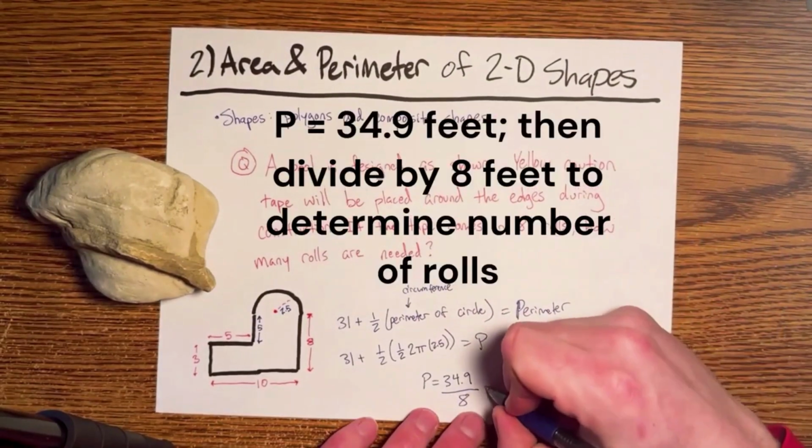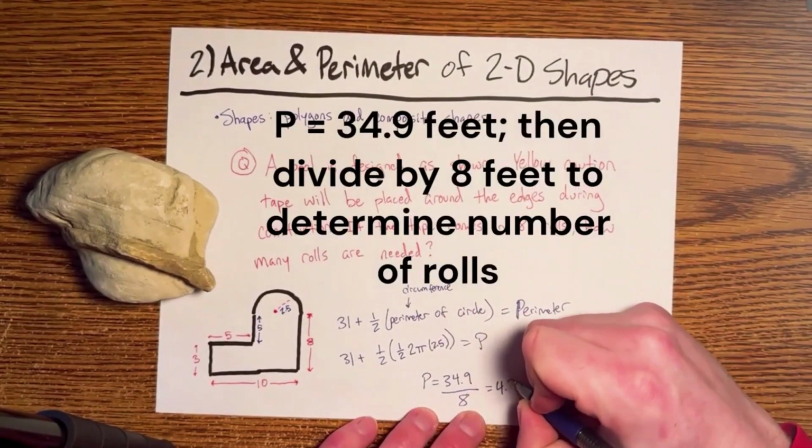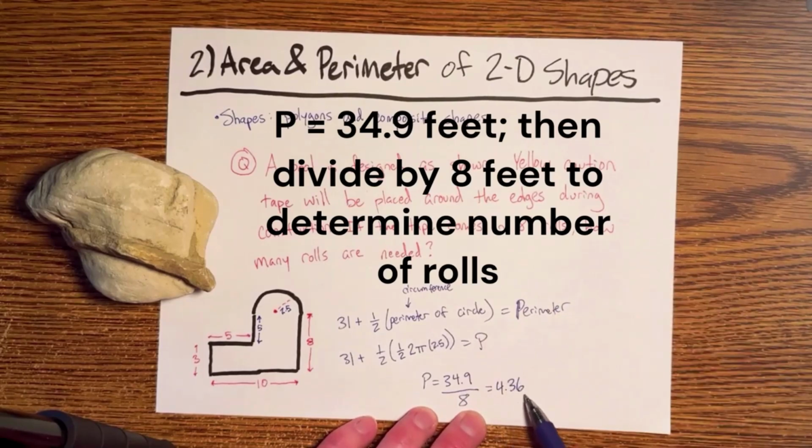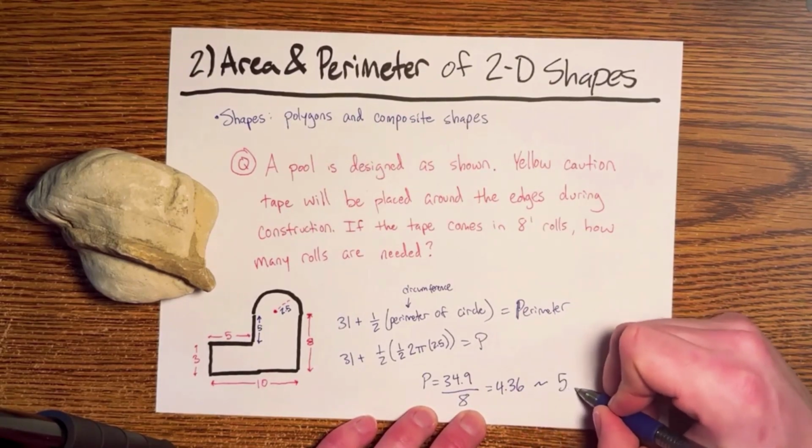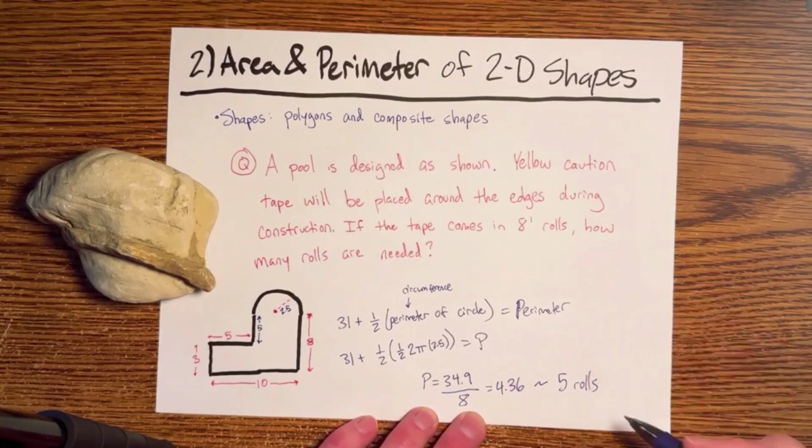We end up with 4.36, and since we can't just purchase a third of a roll, we're going to round that up to 5 rolls needed, and that would be the answer.